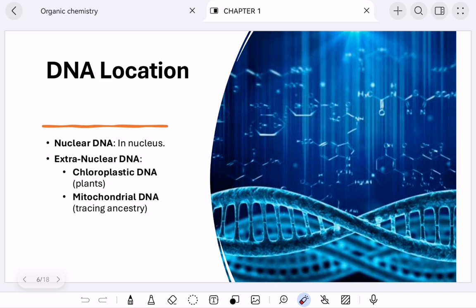So the location of DNA: we found DNA in two places, right? We found it in the nucleus and we found it outside the nucleus, right? The one found in the nucleus we call nuclear DNA, and the ones found outside the nucleus are called extranuclear DNA, right?